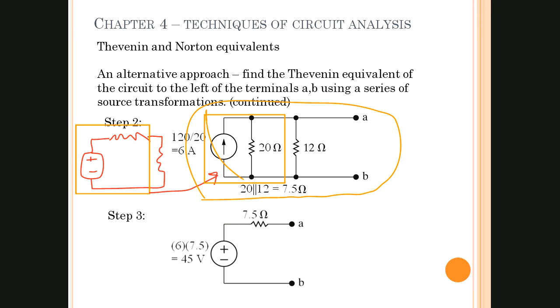We have a current source with a 20 ohm resistor in parallel and a 12 ohm resistor in parallel. So now we can take that equivalent combination of 20 and 12 in parallel, and they've already done that for us, calculated to be 7.5 ohms right down here, and that is our equivalent resistance. The step the author is leaving out would be the current source that is in parallel.